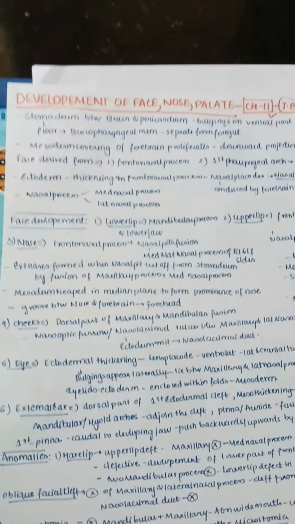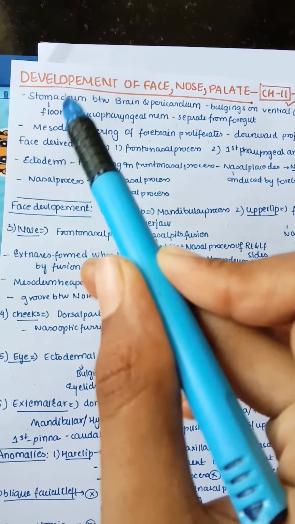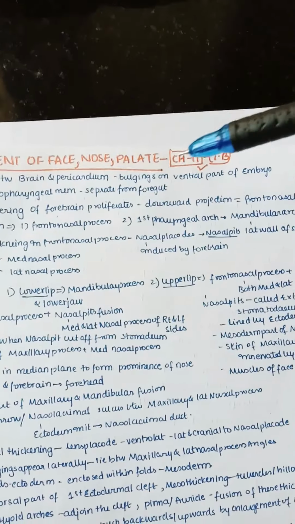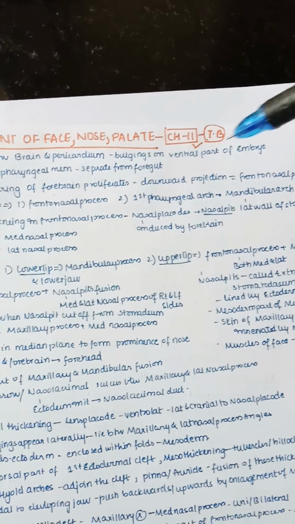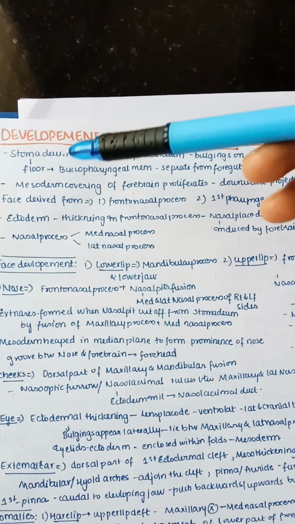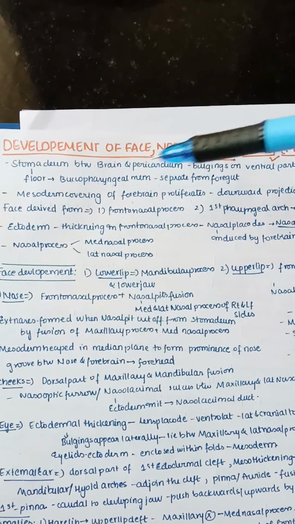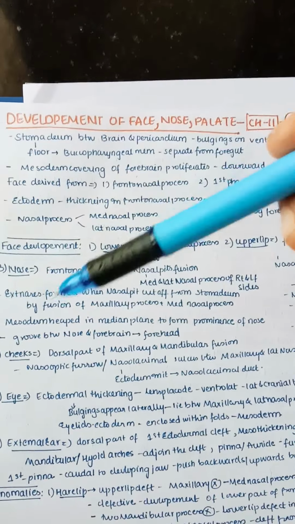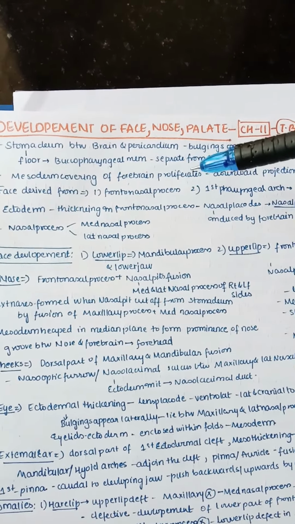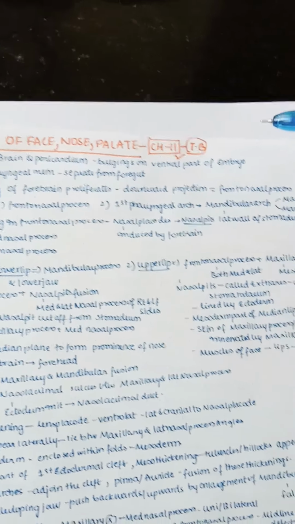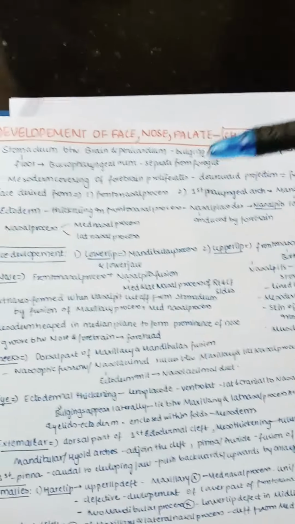So let's start. The stomatodeum is mainly between the brain and the pericardial bulges. If you remember, the bulges are mainly present on the ventral part of the embryo. So the stomatodeum forms the floor. In the floor it has a buccopharyngeal membrane, which separates it from the forebrain. The mesoderm covering the forebrain proliferates, forming a downward projection, that is the frontonasal process.